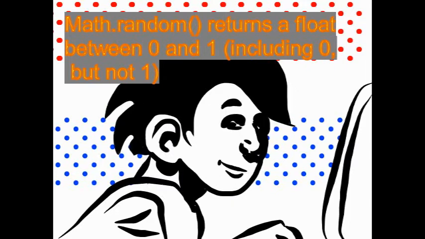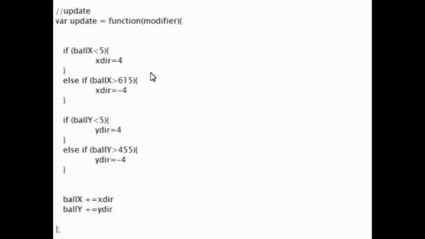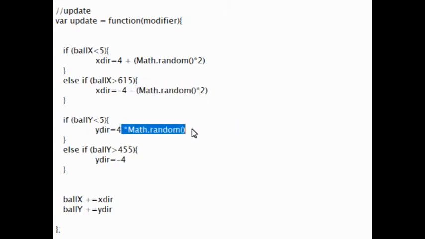Math.random returns a float number between 0 and 1. In the X direction we set the speed to 4 plus Math.random times 2, which will get us a speed between 4 and 6. In the Y direction we set the speed to Math.random times 4, which will get us a speed between 0 and 4. Trying this out, we now found that we have more unpredictable bounces and that the ball is moving in different angles.